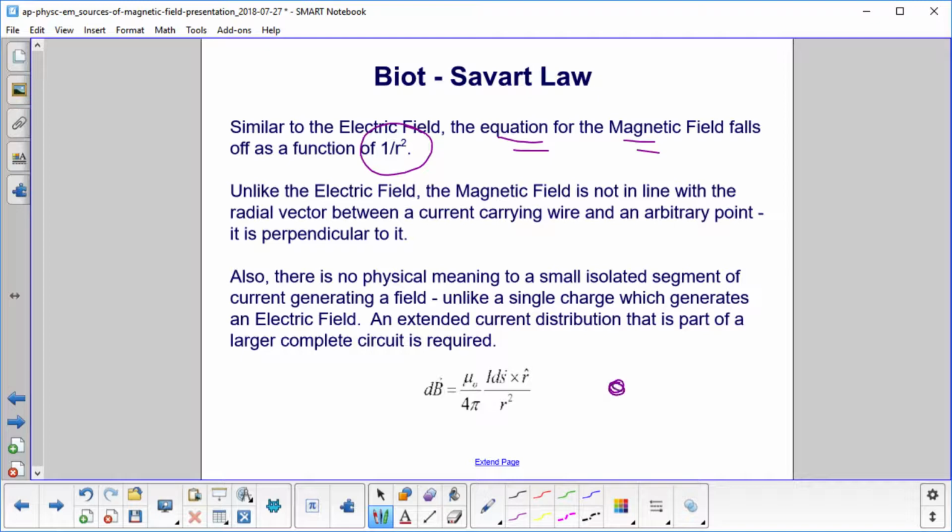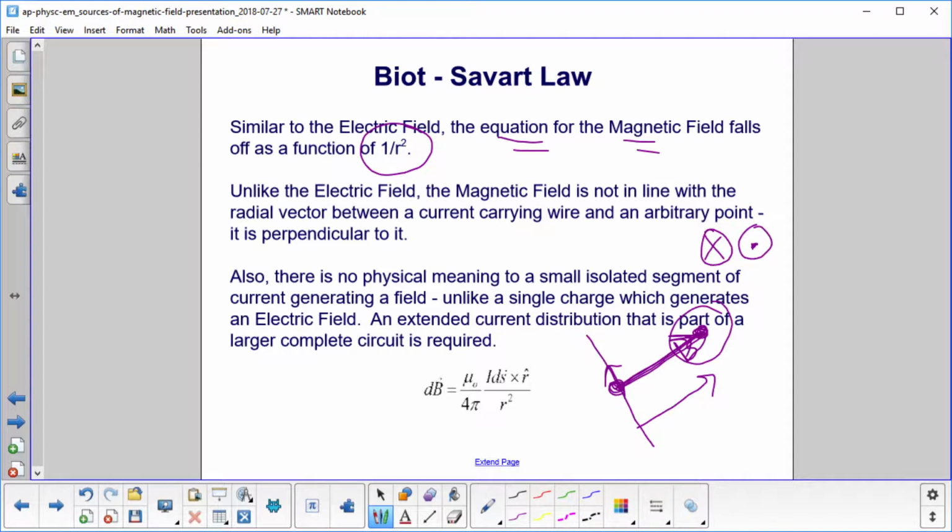Okay, so let's see, we have a charge here, or a whole bunch of them flowing. The electric field will be in that direction there. So if I want to find the electric field at this point, it's in that direction, the radial direction there. We don't have that for magnetic field. The magnetic field will be perpendicular. So at this point here, it would either be like this into the page or this out of the page.